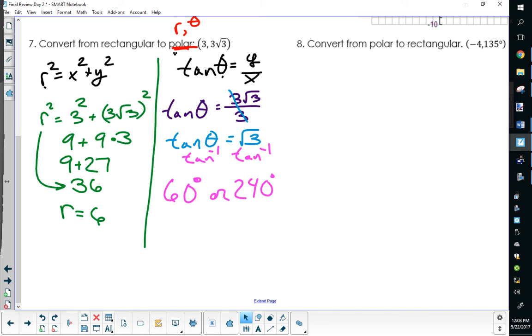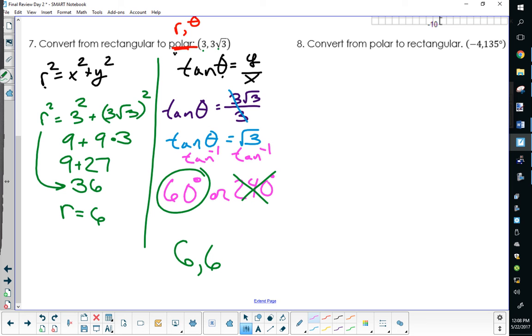Thumbs up if you want 60 degrees for your final answer. Thumbs down if you want 240. Tyler, why are we picking 60 degrees? They're both positive. X and Y are both positive, just like it is at 60 degrees. So my final answer is 60.